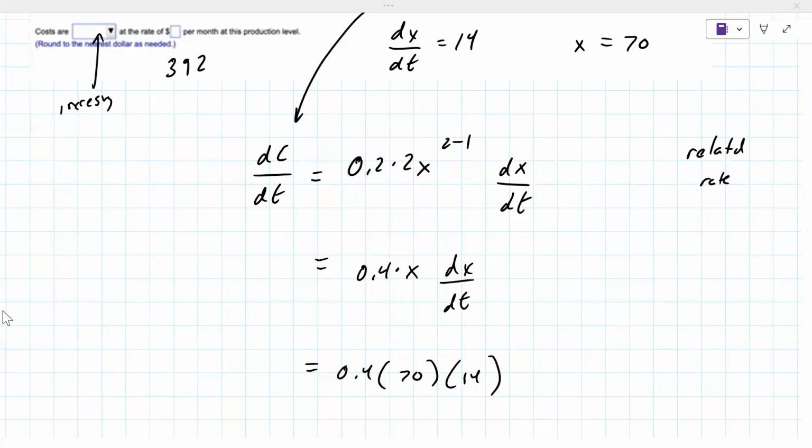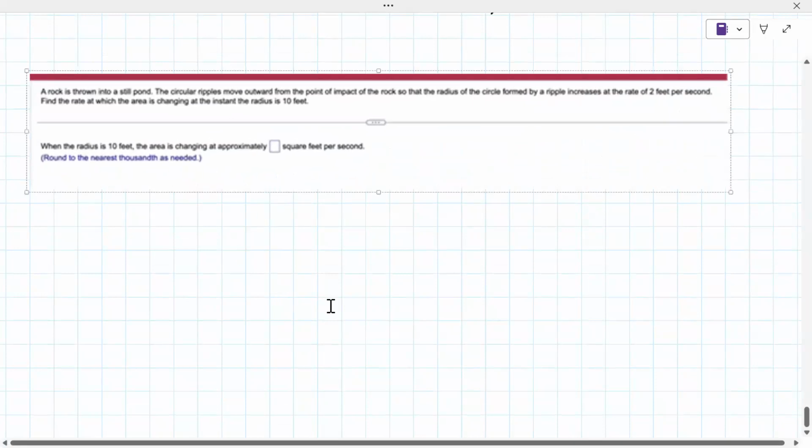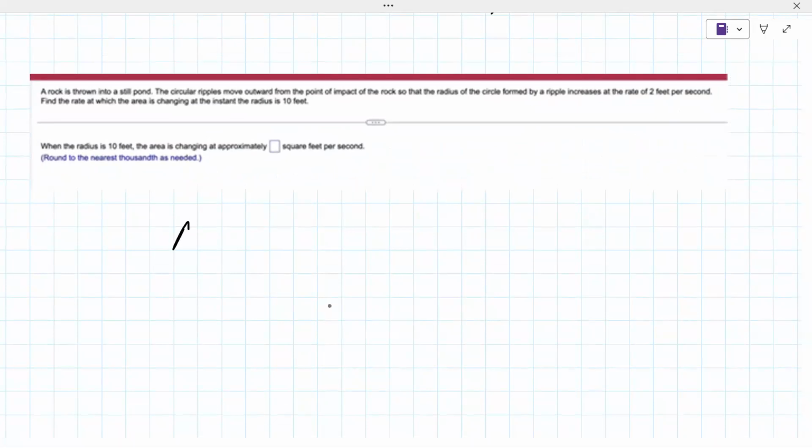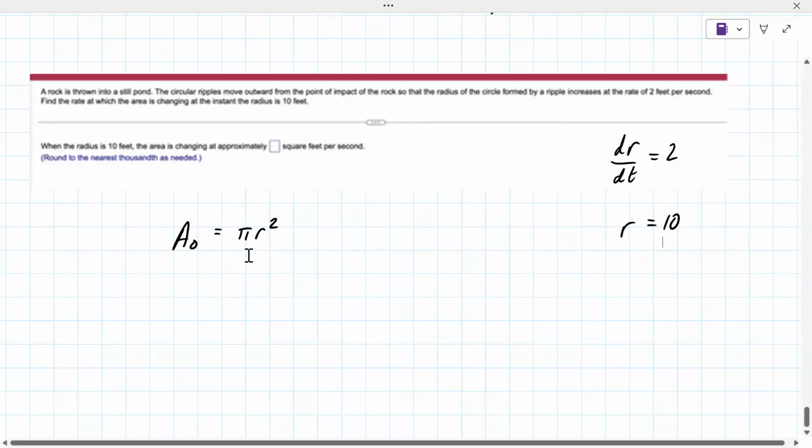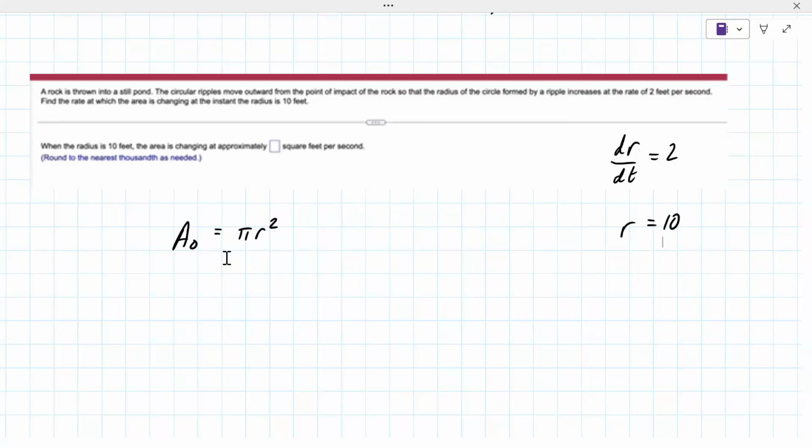All right, so we're gonna go to the last question. That's probably the fastest one we can get done, believe it or not. It says a rock is thrown into a still pond, moving outward from the point of impact, forming a circle. So the area of a circle is pi r squared, and dr/dt is 2 feet per second, and they tell you that the radius is 10. So we're taking a derivative of this function right here. And the question always arises, do I have to remember my formulas for area of a circle? The answer is yes.